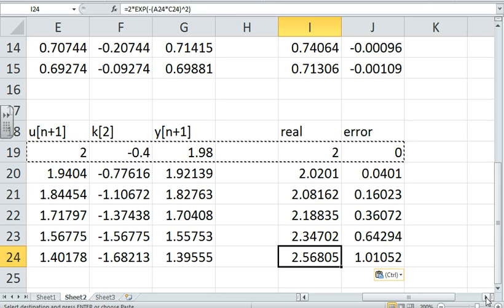I don't know if you can. 1.5576. That's supposed to be 1.5576, and it's not. That is really weird. I've never seen Excel do that to me before.